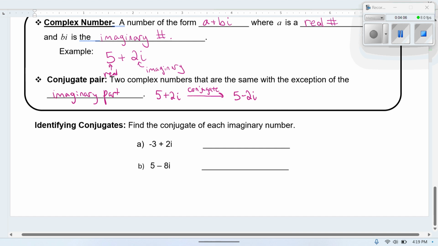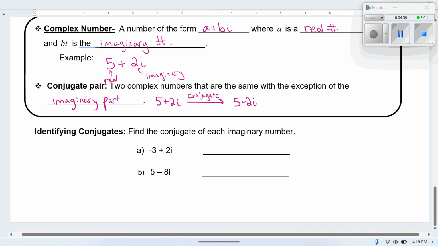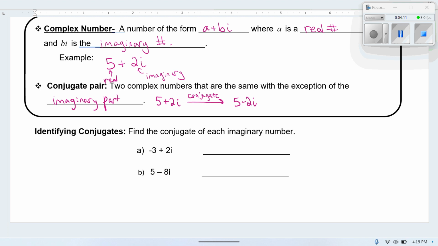So let's talk about finding conjugates. We have -3 plus 2i. -3 is the real number. 2i is the imaginary. Both of them together makes it complex. You are going to go to the imaginary part, and that's the only value you're going to change. You're going to keep the real -3, and we're going to change the 2i to -2i. For the next one, we have 5, which is real, minus 8i. The 8i is imaginary, so the conjugate pair would be plus 8i.